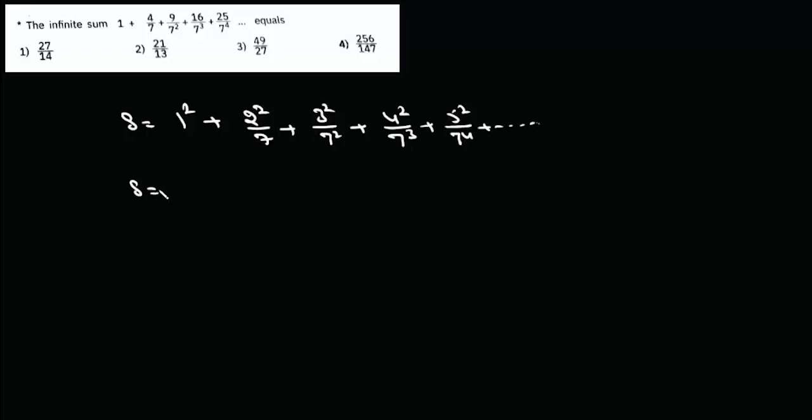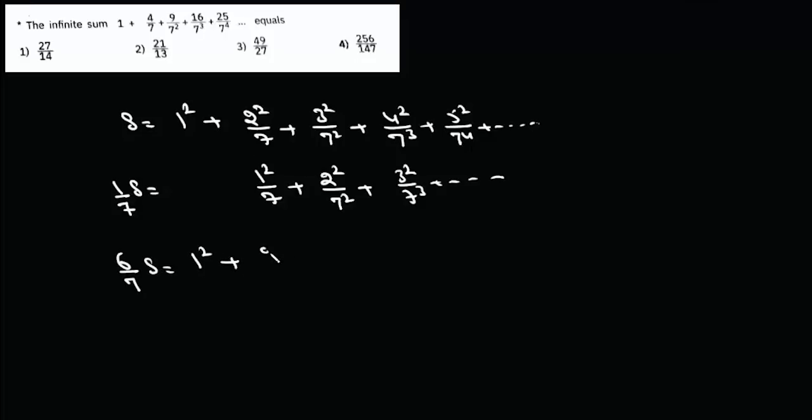Now what we'll do is we'll write the series once more and we'll multiply with common ratio 1 by 7 and we'll shift it by one term. So it'll be 1 square by 7 plus 2 square by 7 square, 3 square by 7 cube and so on. Now we subtract second from first, we can write 6 by 7 S and it will be this 1 square and then here will be 2 square minus 1 square upon 7, 3 square minus 2 square upon 7 square, 4 square minus 3 square upon 7 cube up to infinite.